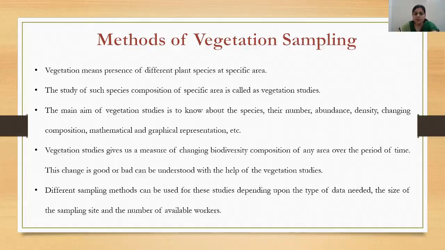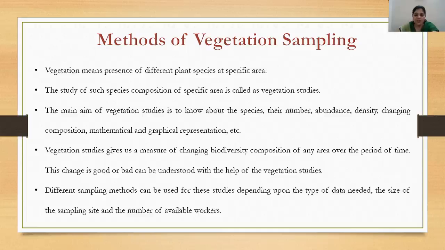Vegetation is the presence of different plant species at a specific area, and to study such species composition of a specific area is called vegetation studies. The main aim of vegetation studies is to know about the species, their number, abundance, density, changing composition, mathematical and graphical representation.